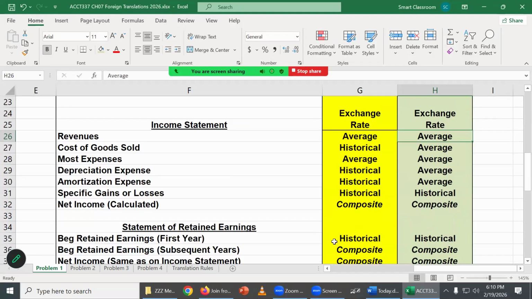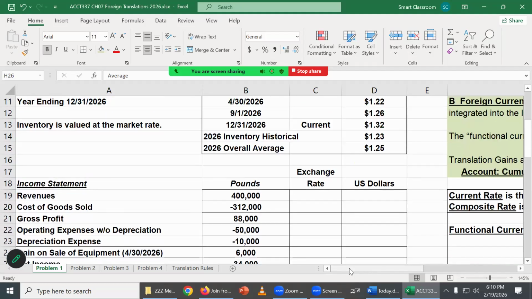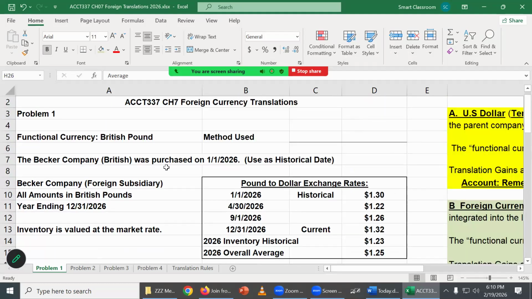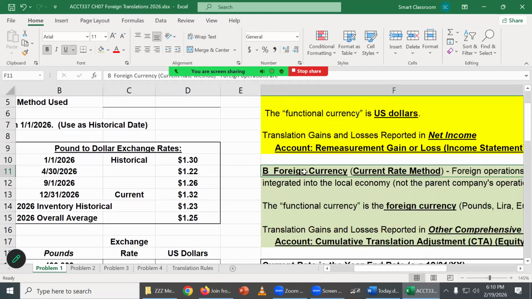Well, let's jump right in. It might be harder to explain than it actually is to do. Okay, so let's take a look at this first one here. Now, it goes by the functional currency. If the functional currency is US dollars, it's this one. If the functional currency is the foreign currency or the local currency, it's the current rate method.